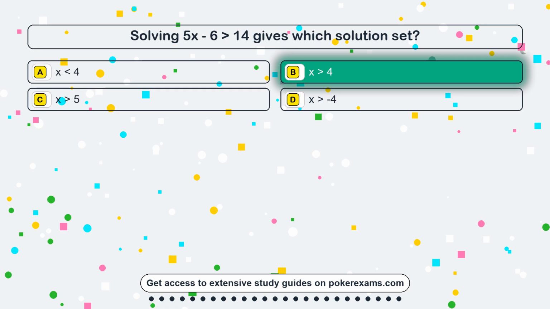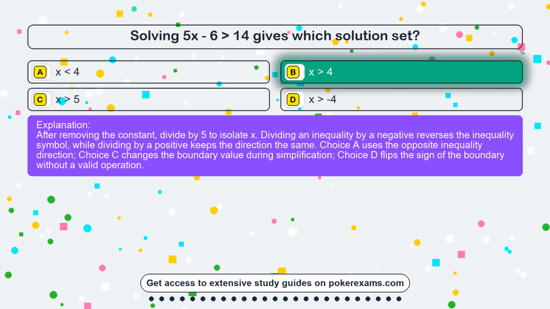The correct answer is option B, x4. After removing the constant, divide by 5 to isolate x. Dividing an inequality by a negative reverses the inequality symbol, while dividing by a positive keeps the direction the same.